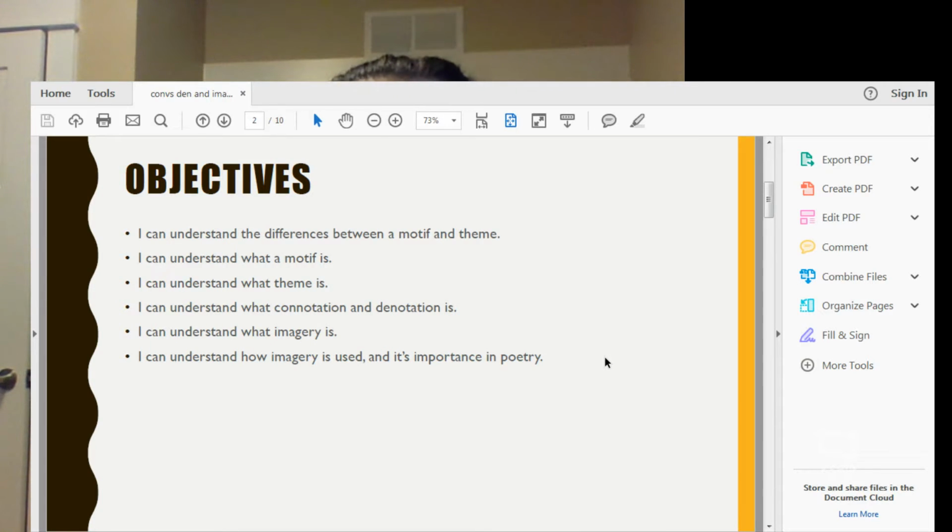Some of our objectives today are going to be: I can understand the difference between a motif and theme. I can understand what a motif is. I can understand what theme is. I can understand what connotation and denotation is. And I can understand what imagery is, and how imagery is used and its importance in poetry. I know that we're all at different places and different parts of English 10, but I feel like these across the board were the most important to go over.